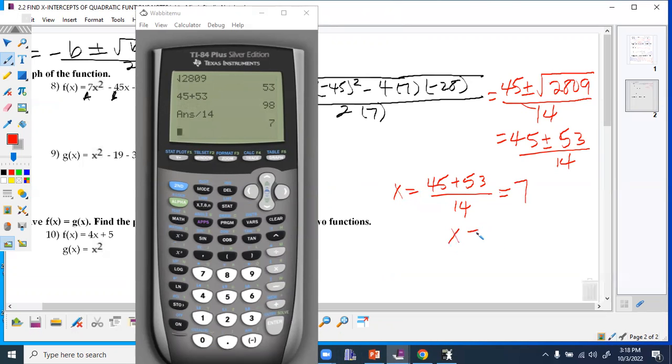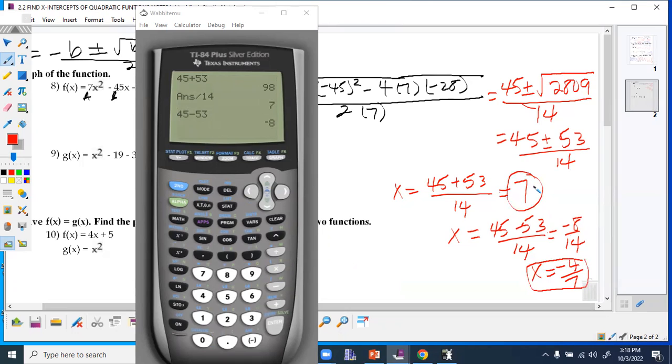My second x is going to be x equals 45 minus 53 divided by 14. 45 minus 53 is negative 8. I get negative 8 over 14. Can I reduce that? Yes. What is negative 8 over 14 reduced to? Negative 4 over 7. So here's my final x.